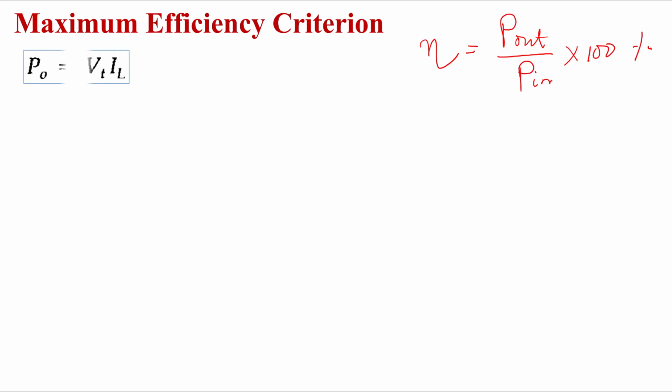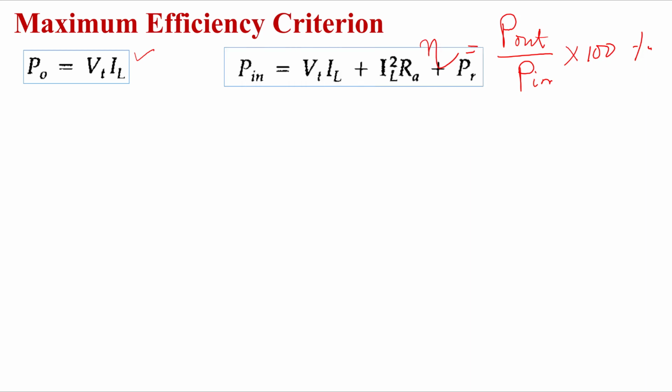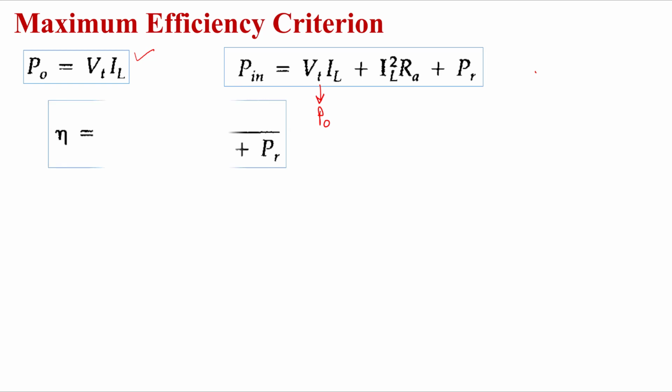Okay, let us see. Now let me consider a permanent magnet machine where P_O, that is the output power, is terminal voltage into load current, V_T I_L, right? And of course P_in will be V_T I_L plus I_L square R_A plus P_R. PR is your rotational loss, right? That is constant.